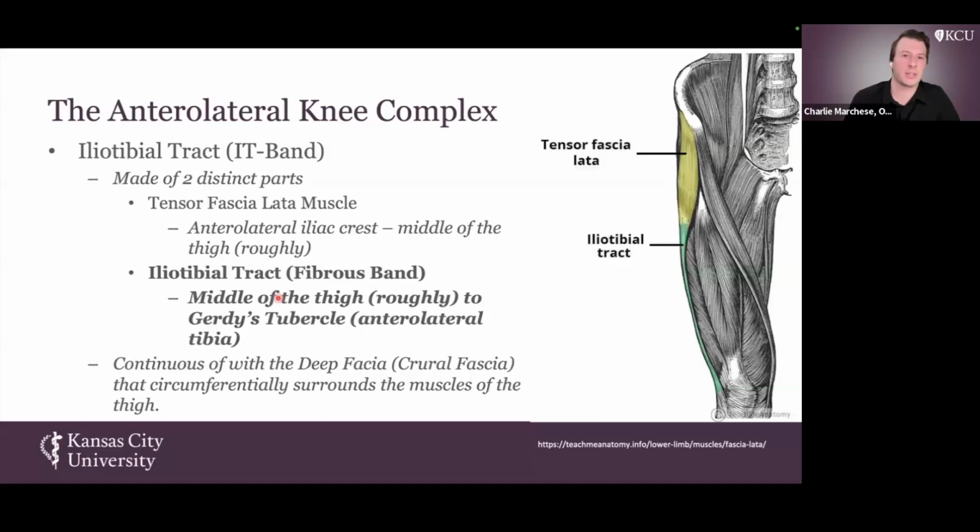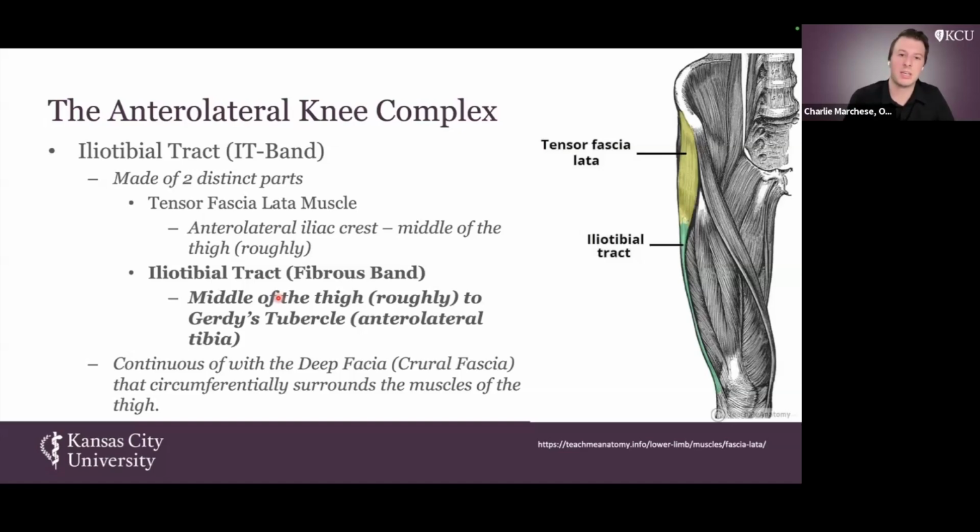So this project, like I previously stated, is about the anterolateral ligament specifically, but that ligament is part of what's called the anterolateral knee complex. There are actually 4 structures that make up this knee complex, the first of which and the most proximal is your iliotibial tract, or your IT band. Your IT band itself is actually made up of 2 distinct parts. You have your tensor fascia lata muscle, which is in yellow in the image on the right. That is the most proximal aspect of this structure. It goes from the anterolateral iliac crest to the middle of the thigh.